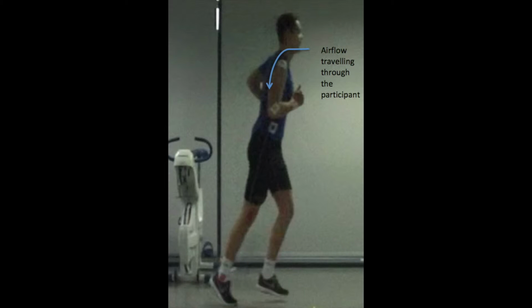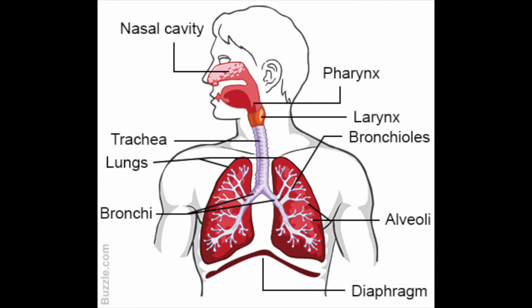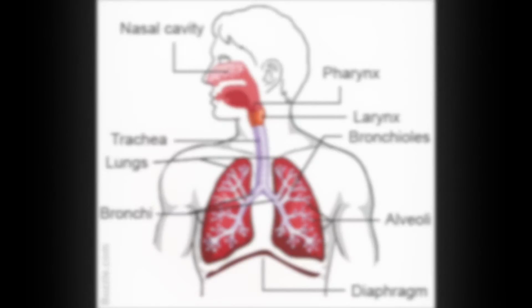The air the participant breathes in travels through the nose where it is warmed and cleansed as it enters the system. It filters nearly all particles out of the system to protect the lungs. It then travels through the pharynx, larynx, trachea, bronchial tree and into the alveoli.